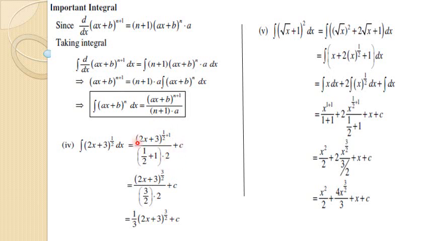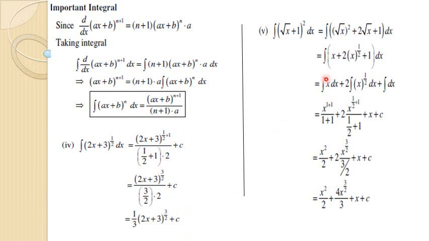And apply the power rule. How? When we have 1 upon 2 as the power and we hide the power, the derivative of 2x plus 3 is 2, and the derivative of x is dx. So 2 dx should be the answer. So multiply and divide by 2. The multiplying part works with this, and the dividing part remains. So the power rule applies, and then simplify the answer.